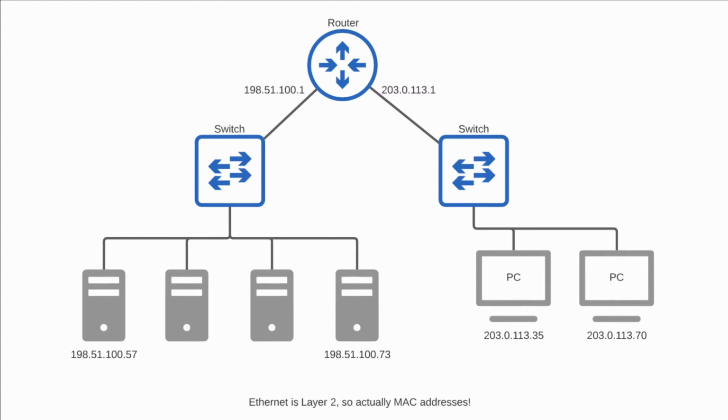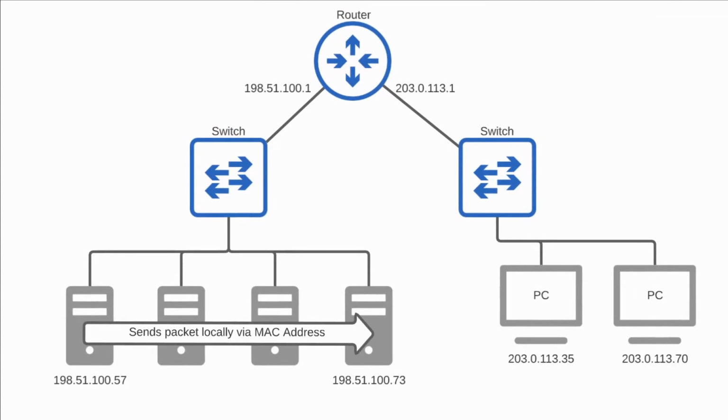So whenever you want to send a packet from one IP address to another, your computer actually looks up the destination MAC address for that IP address and forwards the packet over Ethernet to that MAC address. Now, if it's local, going from one machine to another on the same network, it's just going to look up that MAC address directly and forward the packet directly from one server to the other. It's not going to go across the router at all. It's just going to go straight across the switch.